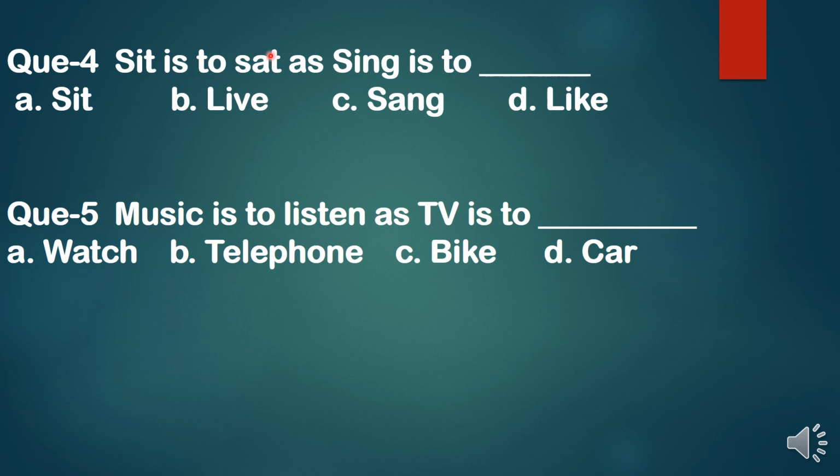Sit is to sat as sing is to dash. सिट का आंसर होता है सैट. मीन्स सिट की सेकंड फॉर्म सैट होती है और सिंग की सेकंड फॉर्म ऑफ द वर्ब्स आपने किए ना, तो सिंग की सेकंड फॉर्म इज सैंग. हियर वी विल राइट सैंग. म्यूजिक इज टू लिसन एज टीवी इज टू. म्यूजिक को आप लिसन करते हो, टीवी को आप क्या करते हो? वॉच. हियर वी विल राइट वॉच.